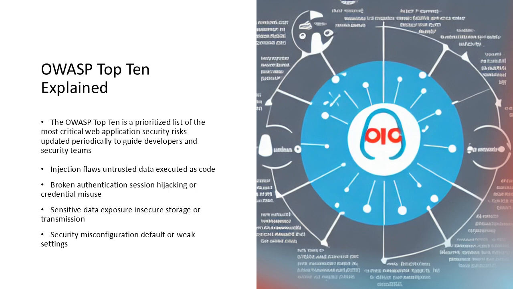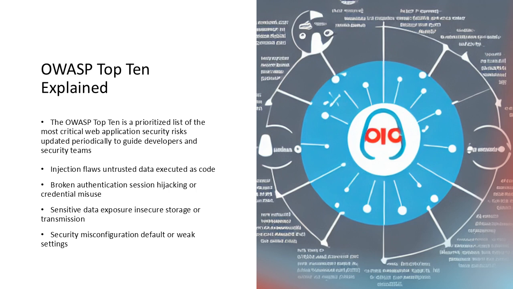OWASP Top 10 explained. The OWASP Top 10 is a prioritized list of the most critical web application security risks, updated periodically to guide developers and security teams. Injection flaws. Untrusted data executed as code. Broken authentication. Session hijacking or credential misuse. Sensitive data exposure. Insecure storage or transmission. Security misconfiguration. Default or weak settings.